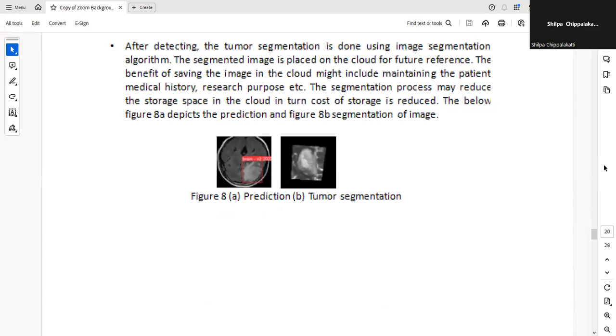Figure 8, A and B shows the prediction as well as the tumor segmentation. Figure 8A shows the prediction of a YOLO V8S model, how it has predicted the tumor. And after prediction, the image segmentation algorithm has been applied to it, and from the image segmentation algorithm, the tumor is segmented. Figure 8B represents the segmented tumor image.